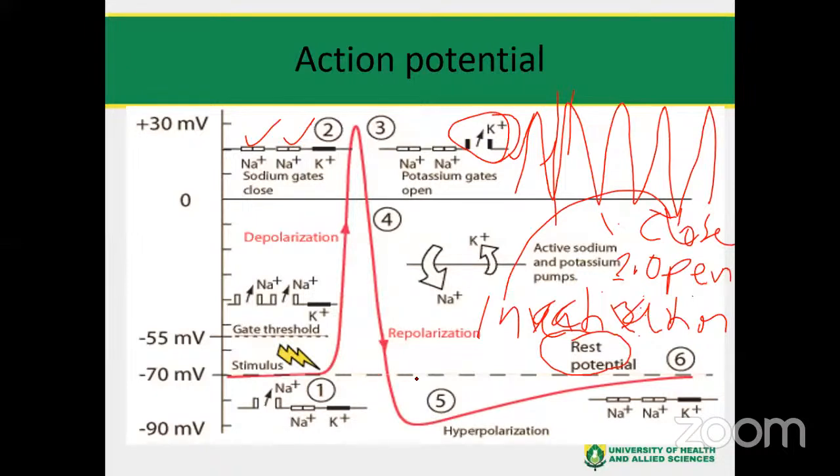Why will it pass the resting membrane potential? It is because the potassium ion channels open for a longer period of time. Therefore, they drive the membrane all the way to hyperpolarization. Then all the channels are closed. You see sodium closed, potassium closed. Then the next thing is the sodium-potassium ATPase that brings about the resting membrane potential.